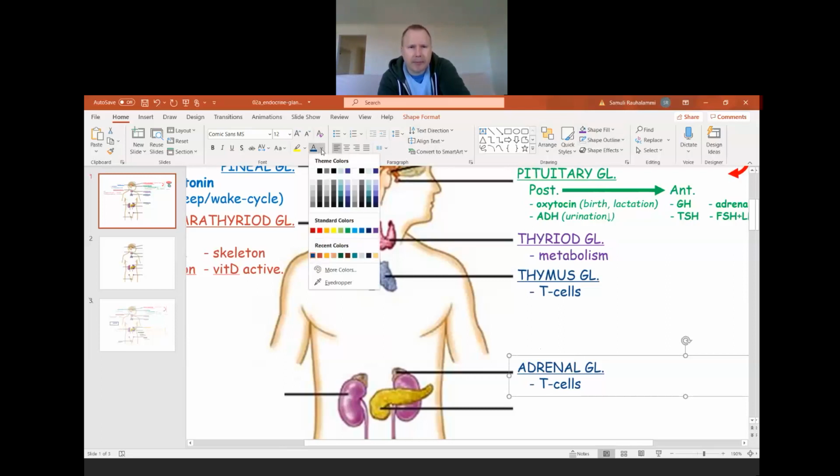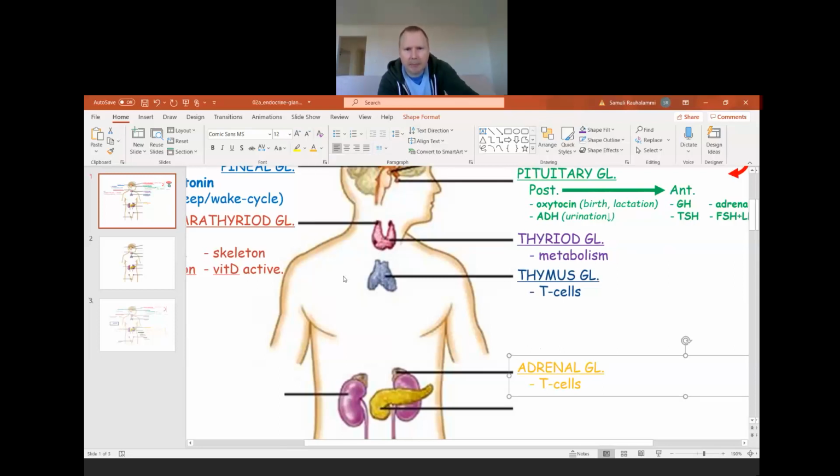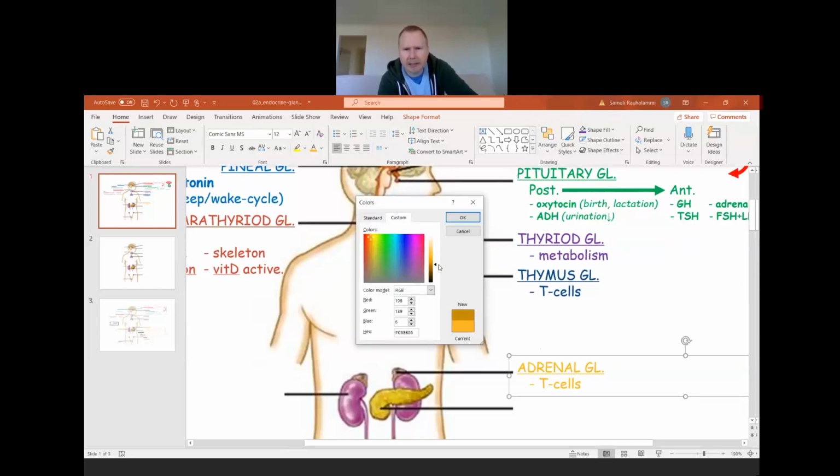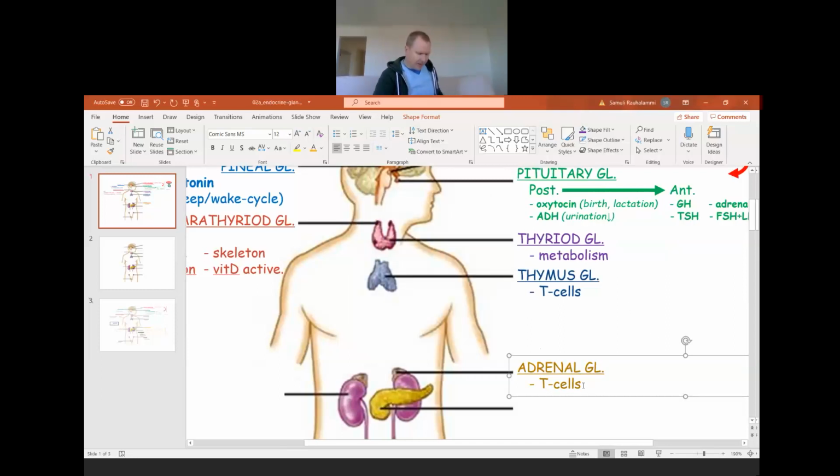And let's get a good color so it shows up. It's a little pale for my liking. Let's use this. So let's have a look at the adrenal gland.